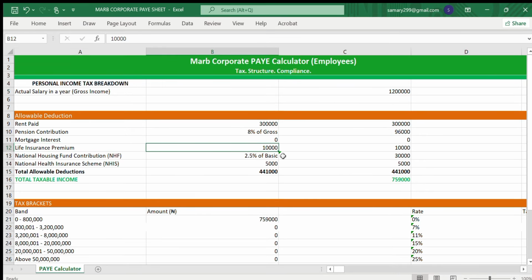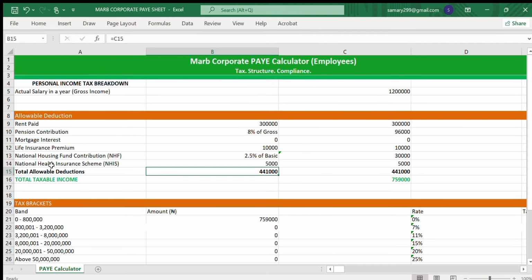So life insurance premium, this is it. Let's say this person is paying 10,000 for life insurance premium. The amount will be here. We have National Housing Fund. If there's any National Housing Fund that you are into, then you can also go ahead to remove it. That one is 2.5% of your gross. 2.5% of your gross of 1.2 million will give us 30,000 naira.